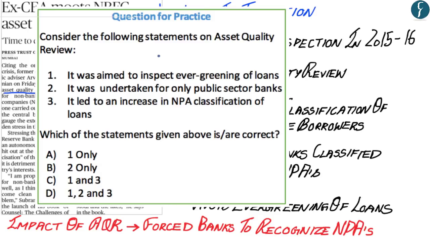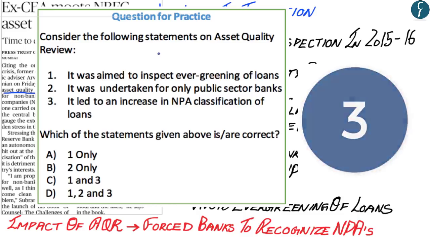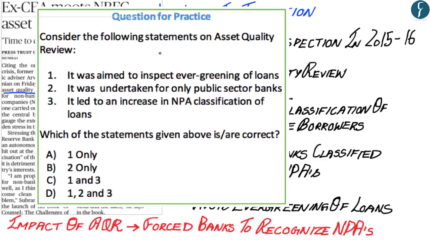Now, the question for your practice is: consider the following statements on asset quality review. And as you already understand, what you need to do is pause this video, solve this question, and wait for 5 seconds for the correct answer. Now, the correct answer to this question is C, 1 and 3, wherein the asset quality review was undertaken for public sector banks and for private sector banks. And so now with this, let us move on to the next section.